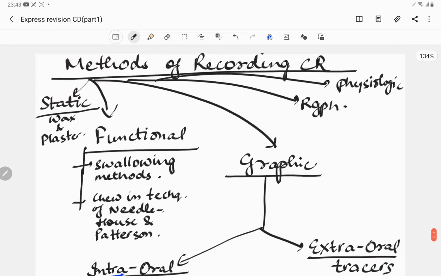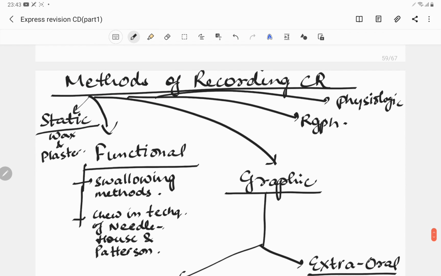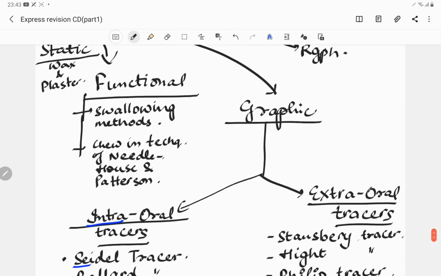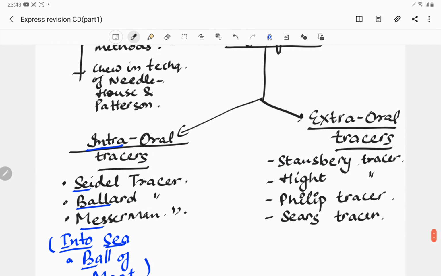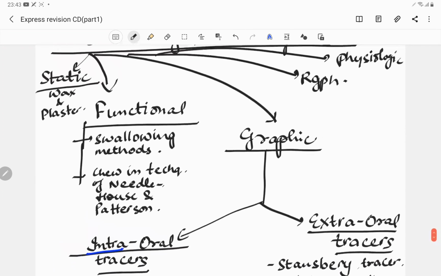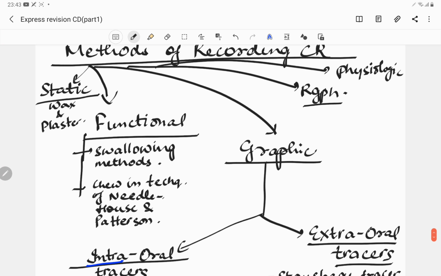So we have the static method; functional, we have the swallowing method or the chewing method of Needlehouse and Patterson; graphic, we have extraoral and intraoral. Intraoral, we have into the C, a ball of meat, which is the Seidel tracer, Bollard tracer, measurement. Extraoral, Stansbury, height, Phillips and Sears. The radiographic we have is cephalometrics, ceph.